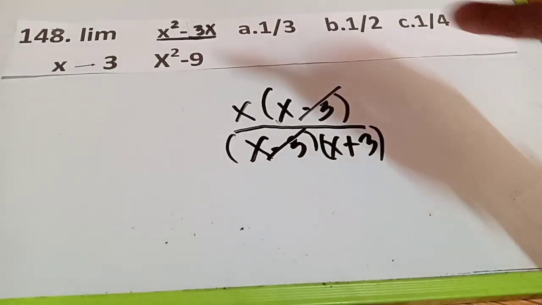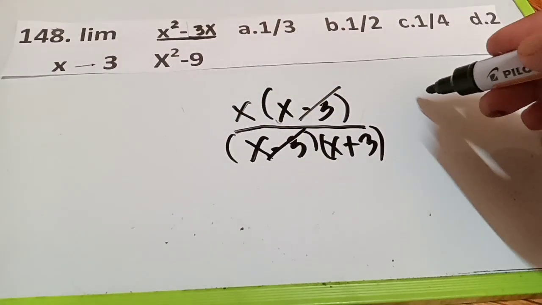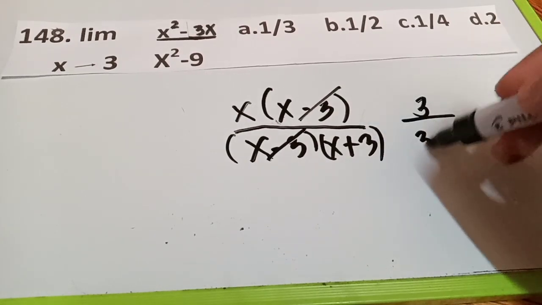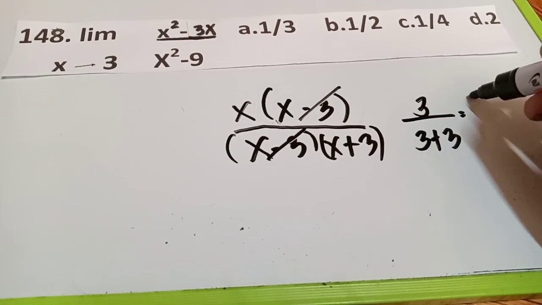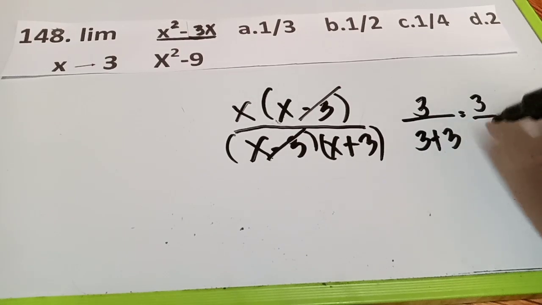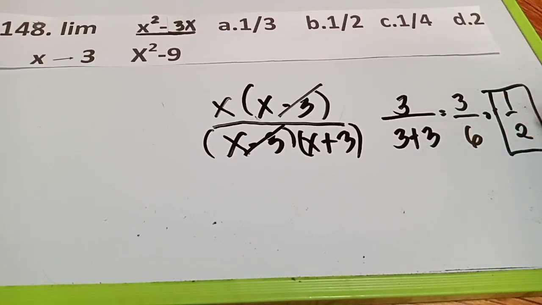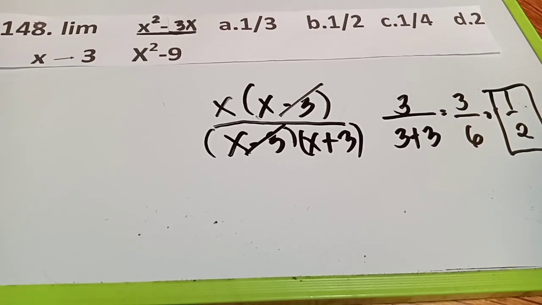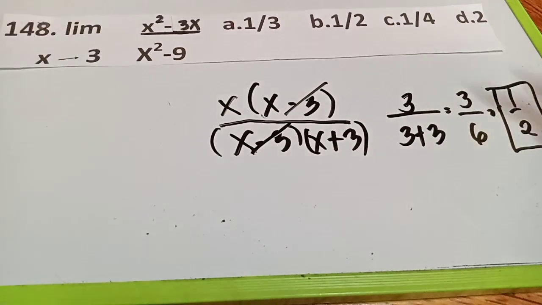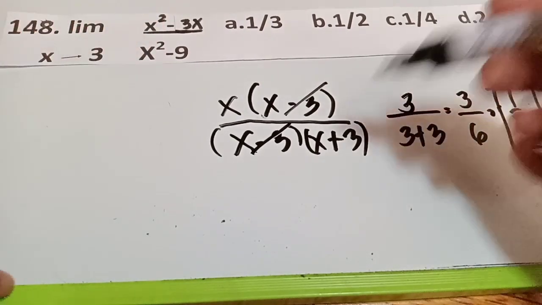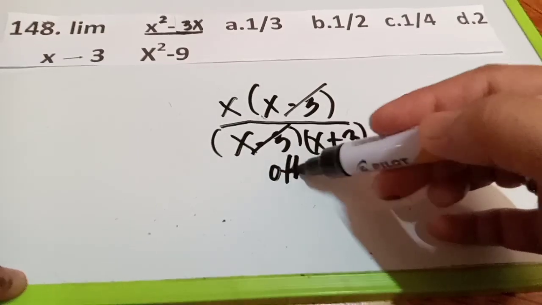So, if x approaches 3, we will proceed with 3. And then 3 over 3 plus 3 will become 3 over 6, and the answer is 1/2. Right? So, that is our final answer. But another technique for this one is that if we will look for the derivative of x squared, another way.